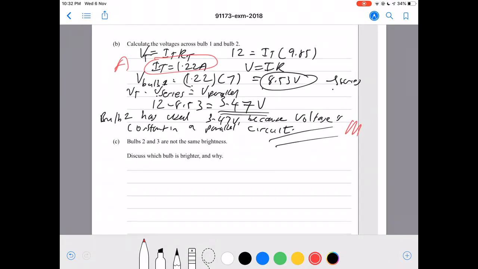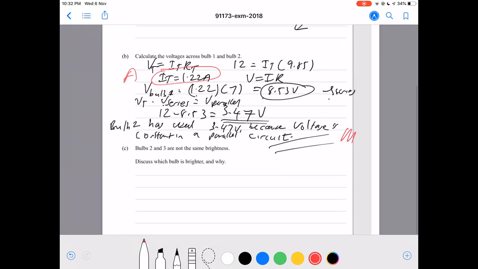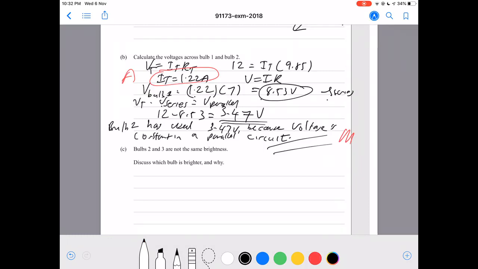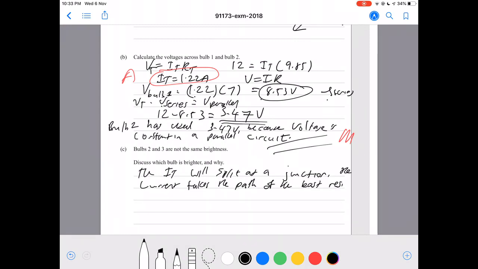As the bulbs are not the same brightness, okay, so basically we can say that the I total will split, and bulb 2 takes the majority.